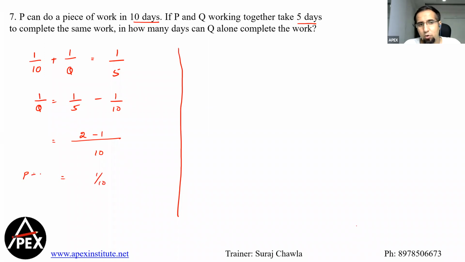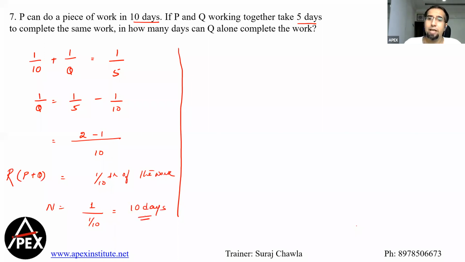So Q in 1 day does, let's say this is efficiency, okay, 1/10 of the work. So number of days is equal to total work by efficiency. That is equal to 10 days. Clear, guys? Now let's do the LCM model.